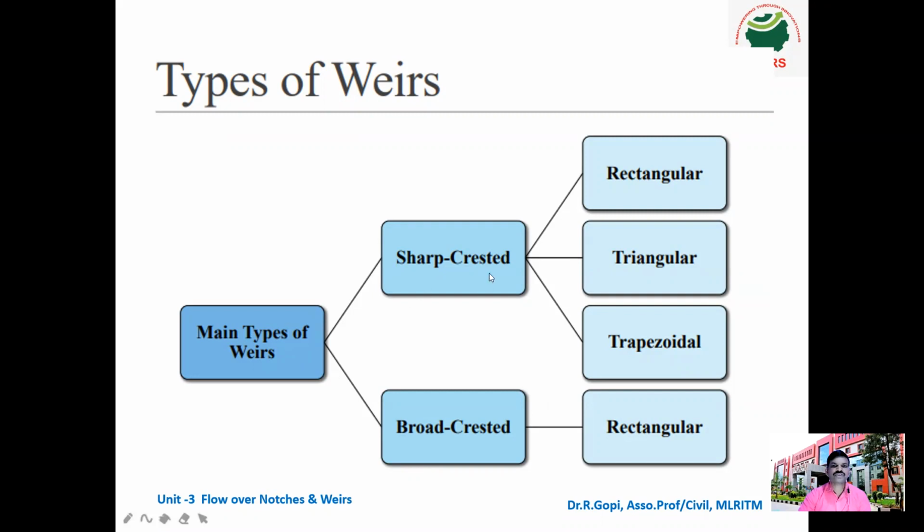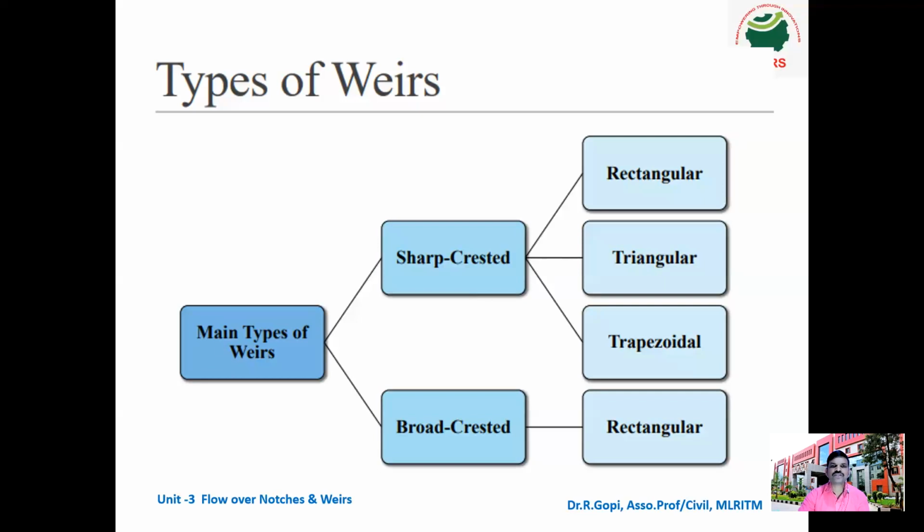The two main types of weir are sharp crested weir and broad crested weir. Okay, we know about the crest. If the crest is very narrow, it is called a sharp crested weir. And if the crest is very broad, that means the length of the crest is huge, that is called a broad crested weir.